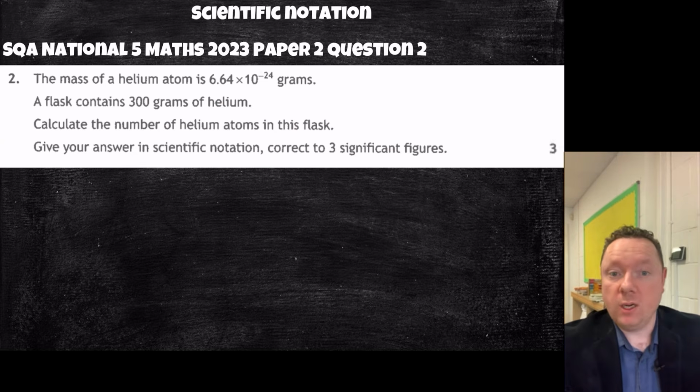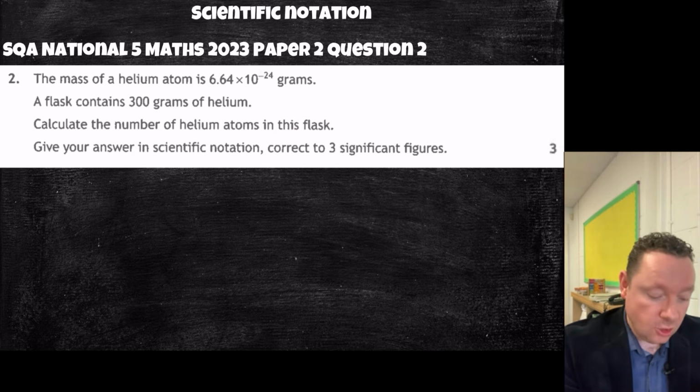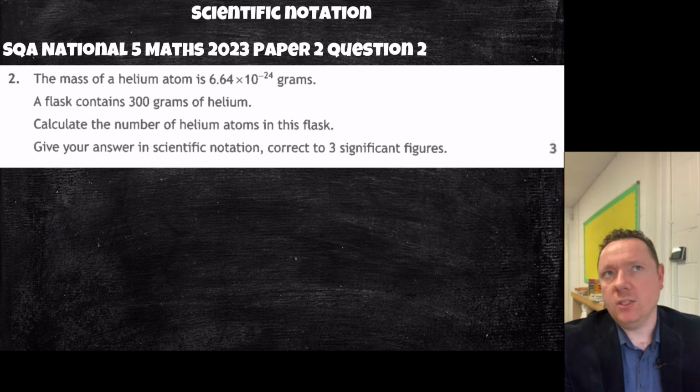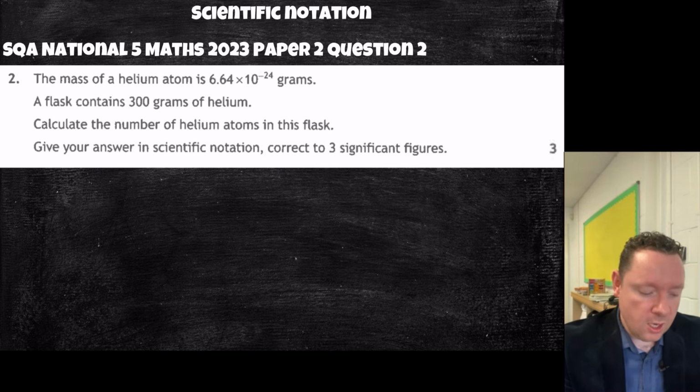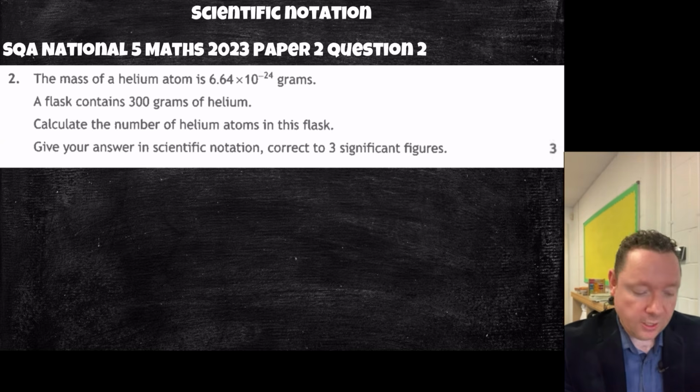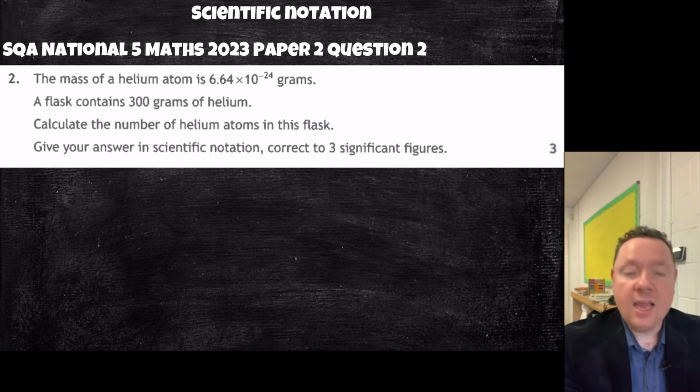So sometimes it can be hard to work out exactly what to do with these questions. So sometimes I just use a number for this to see what sum I would do if it was just a normal number. So let's just imagine that this number was 2. The mass of a helium atom is 2 grams, and I've got 300 grams of these. How many atoms do I have? Well, that's 150, because 2 times 150 is 300, or conversely, I've done 300 divided by 2, and that tells me the number. So I'll just do the same trick now, but use this number instead, and use a calculator.